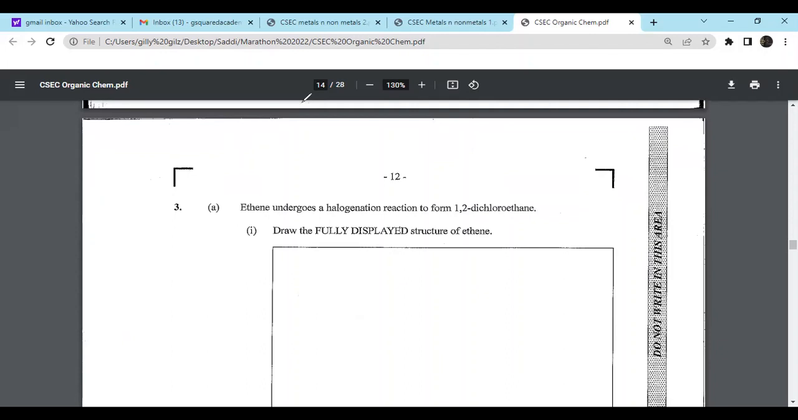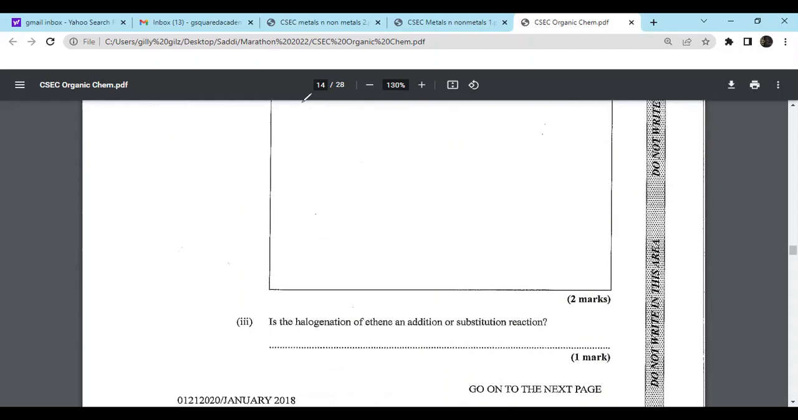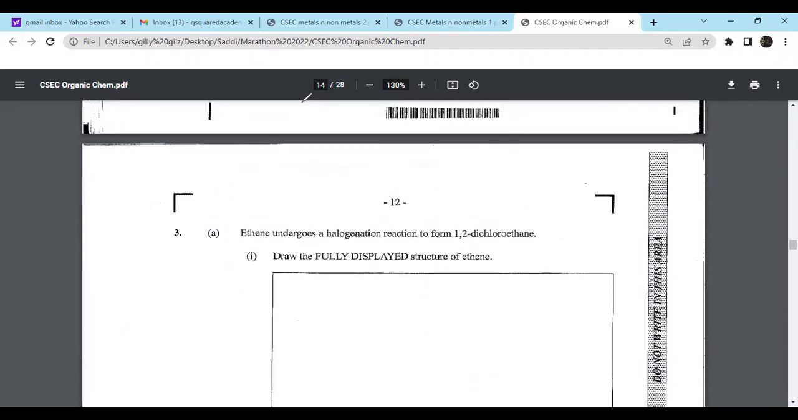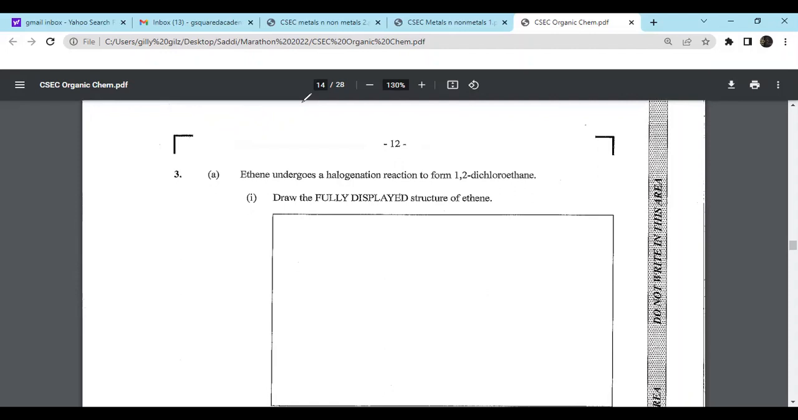Okay, so let's look at this next one now, and then after this one, we will press on to the next aspect of our thing. Ethene undergoes halogenation reaction to form 1,2-dichloroethane. Draw the fully displayed structure of ethene. So we're drawing ethene first. The eth tells us that it contains 2 carbons, right? The ene tells us that there's a double bond there, and then we add our 2 hydrogens. Right, and that's that.